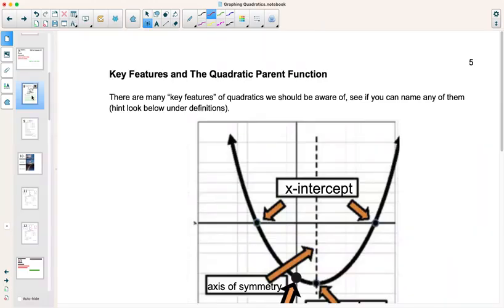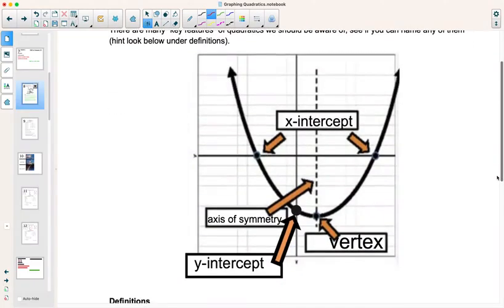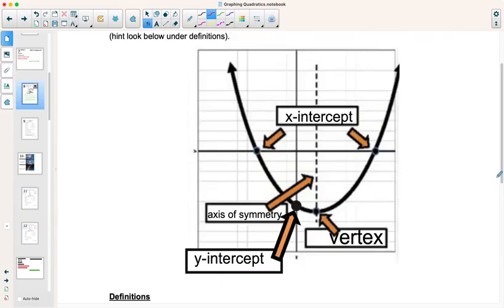Page 5. Okay. Here are those key features. They're the same exact key features that are on your cover, so make sure you have them labeled. Remember, this is a video. You can pause it and rewind it whenever you want. So if I'm going too fast, that's not an excuse.